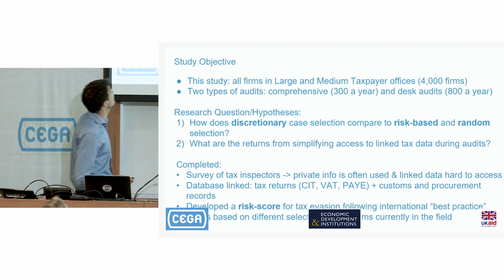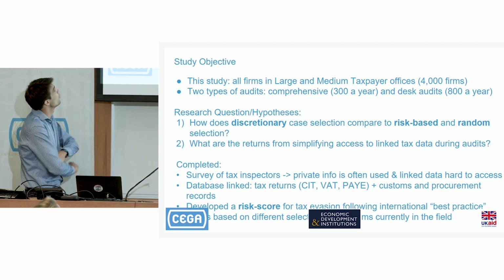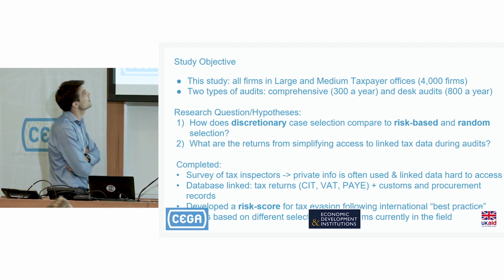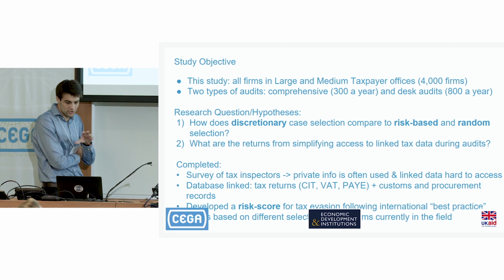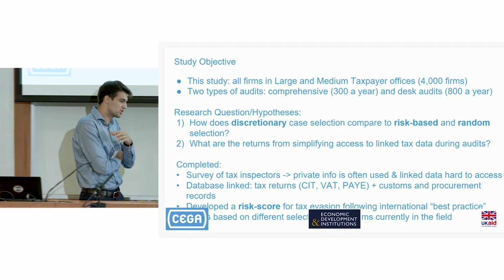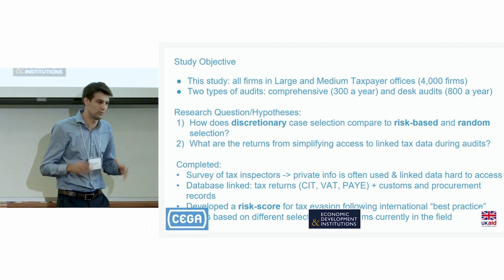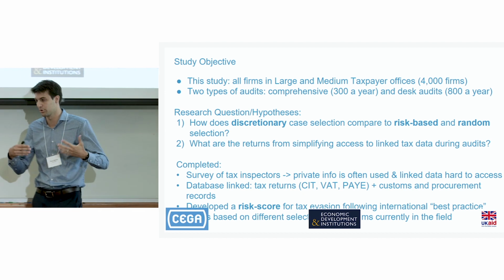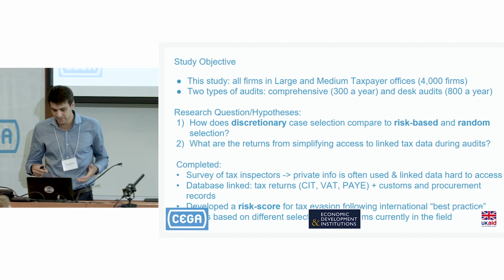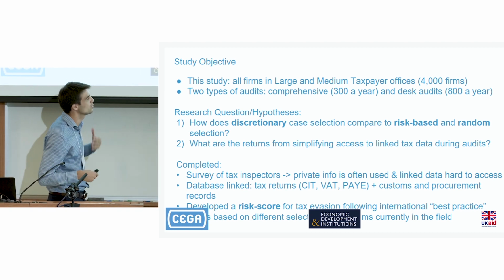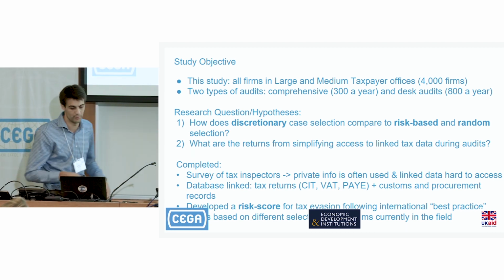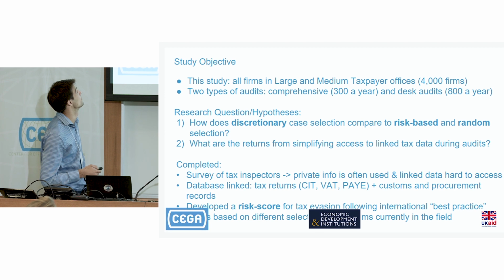So in this study, we're going to study all firms that are part of the large and medium taxpayer offices in Senegal. These are around 4,000 firms. And we're going to be concerned with two types of audits: comprehensive, which are maybe the ones you have in mind, where you go to the firm and you sit with it for a few months, you go over all the books and so on, and desk audits, which you do typically by just cross-checking information, and then you can call the taxpayer for some further information if there's something that looks fishy.